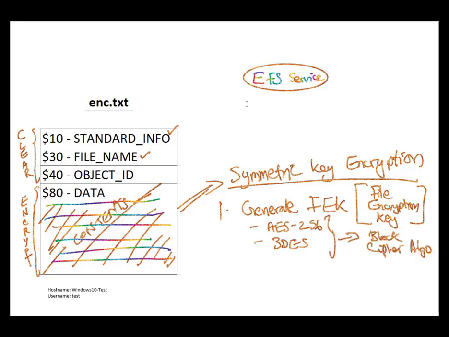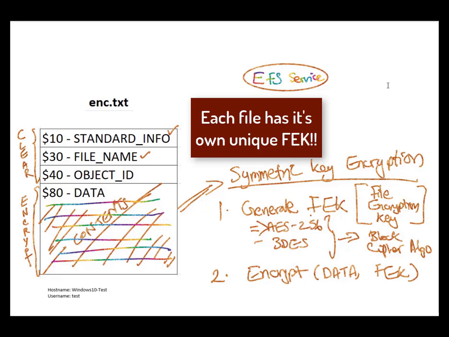So once the file encryption key is generated, the EFS service uses that FEK to encrypt the data attribute. The default algorithm in Windows 10 is AES-256 and the FEK will be unique for every file that gets encrypted. So if you have 100 files in your directory, each of those files will have its own unique FEK using which the data attribute is encrypted.